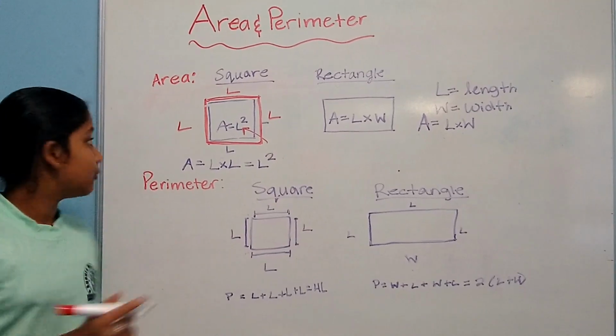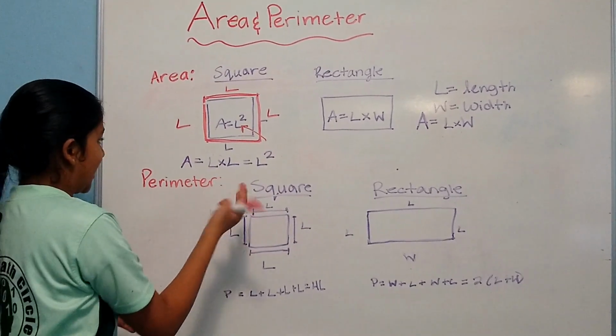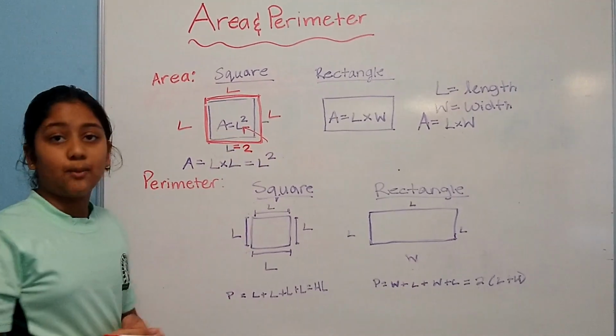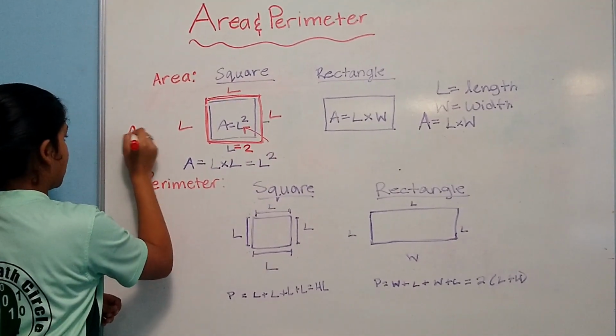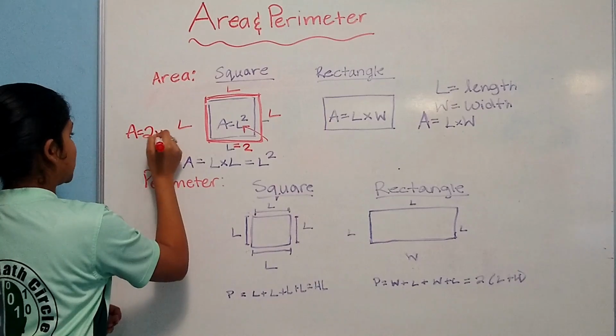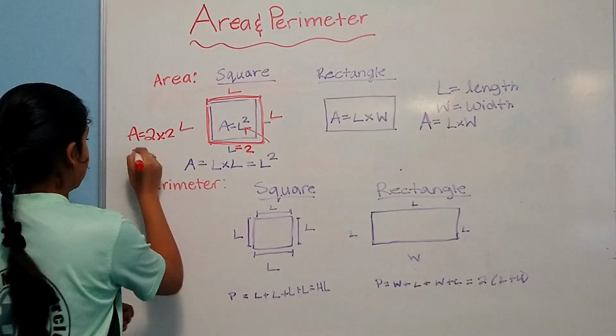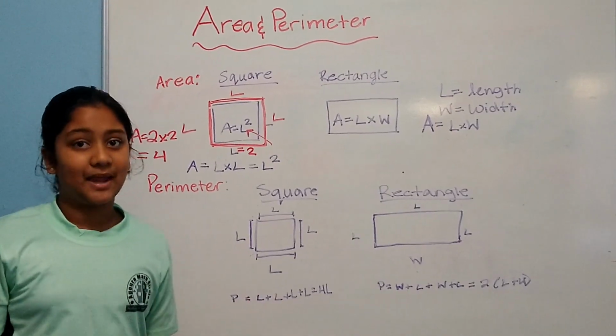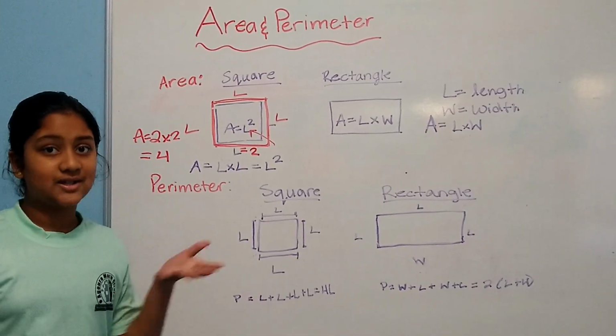An example we can use is, let's say the length is equal to 2. So basically, here we're doing 2 times 2. And what's 2 times 2? 2 times 2 is 4. So the area is 4. That's basically how you solve the area of a square.